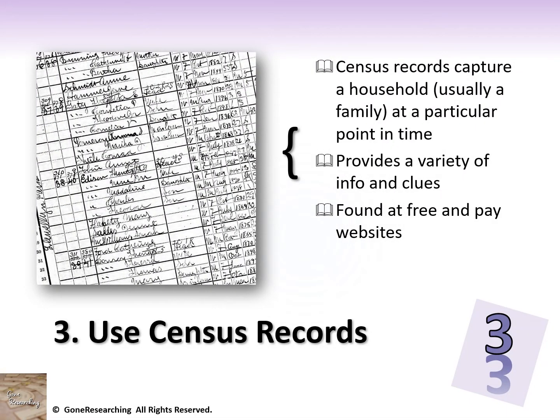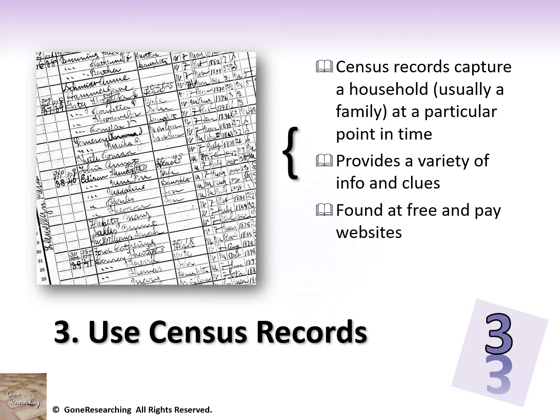Many people tend to start with a combination of census, vital records, newspapers, and cemetery information, expanding out to other record types later. The reason is that most people can find an ancestor in these particular records. Step 3 is use census records. Census records capture a household, usually a family, at a particular point in time. They provide a variety of information and clues.